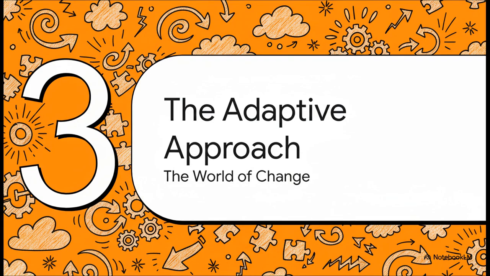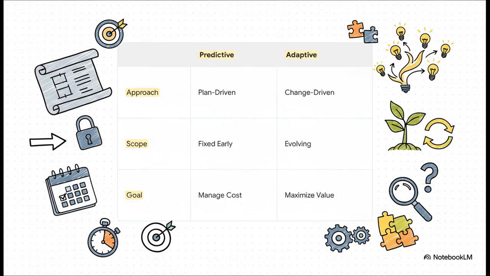But what if your project isn't like building a bridge? What if it's more like exploring a new continent? Well, that's where the other end of our spectrum comes in, the adaptive approach. This is a world where change isn't just tolerated, it's actively encouraged. And this right here shows the fundamental difference in thinking. Predictive is all about control. You lock down the plan to manage cost. But adaptive is all about discovery. You embrace the unknown to find the most valuable outcome.